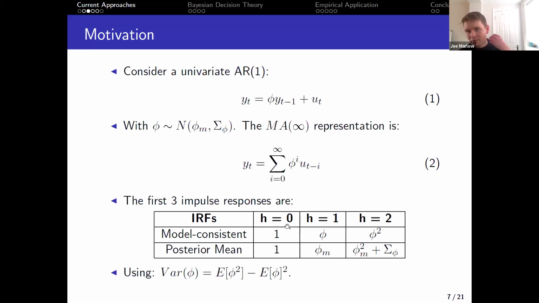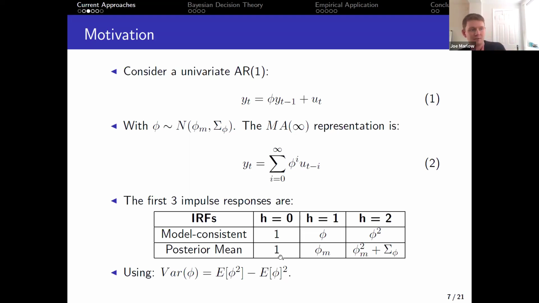So these are consistent with the model. For each draw of phi, we get model-consistent impulse response functions. The issue comes when we try to characterize the central tendency of this. The standard approach is to use the posterior mean or median. I'm looking at the mean here just because it's easier to characterize for the slides, but similar arguments hold for the median.